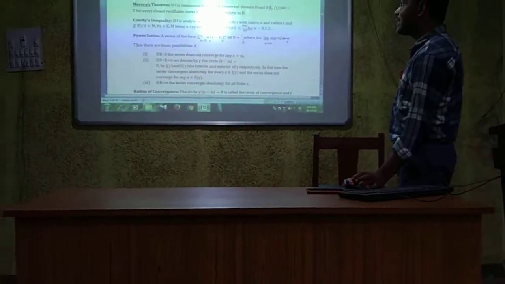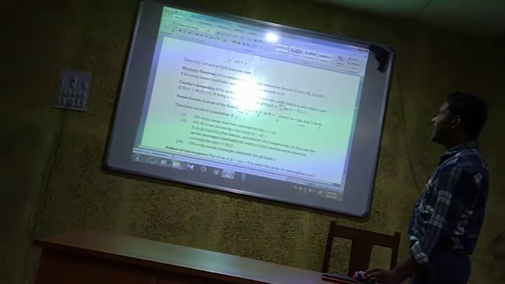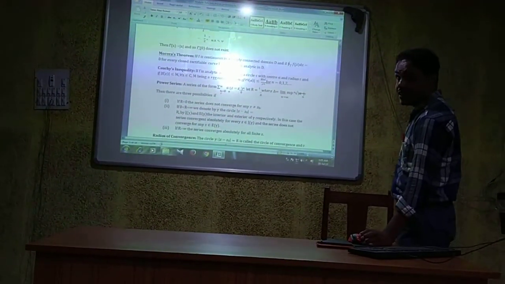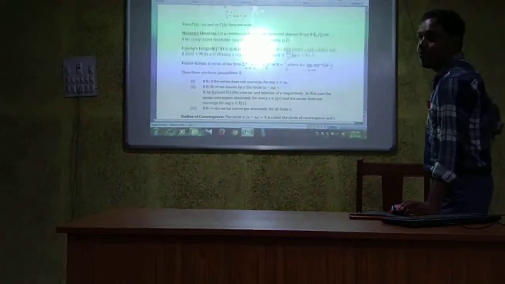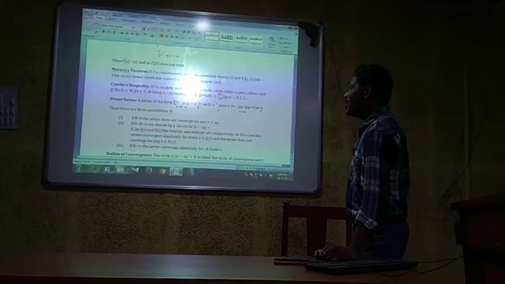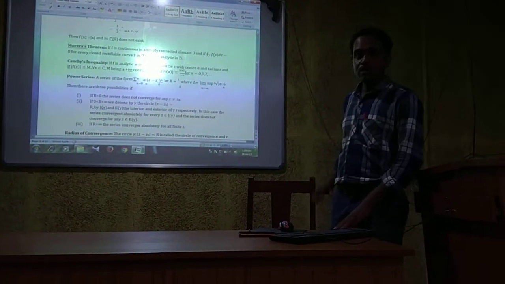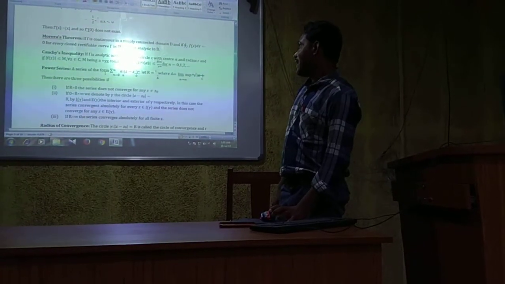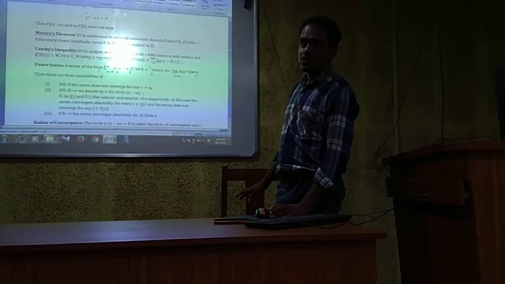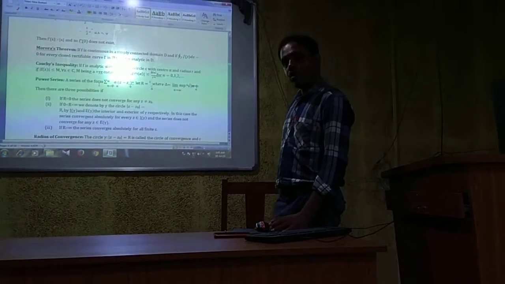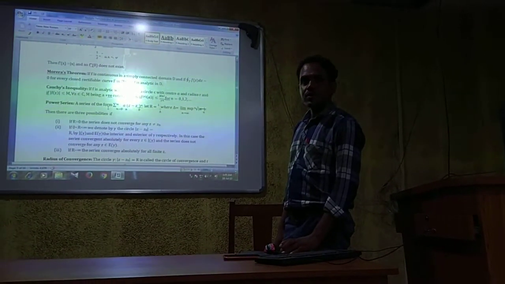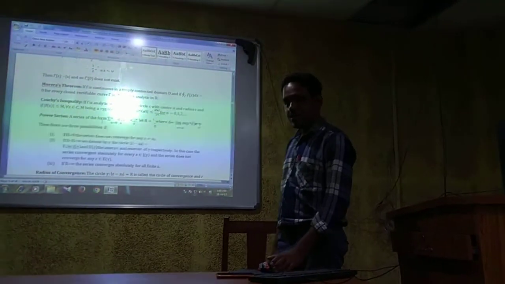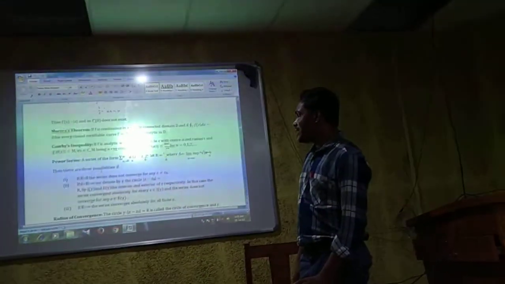What is a power series? The series of the form the sum from n equal to 0 to infinity of a_n into (z minus z0) to the power n. This form is a power series. And what is the radius of convergence of the power series? We know R equal to 1 by delta, and delta equal to the limit as n tends to infinity of the limit supremum of the nth root of mod of a_n. There is another formula as well. Okay, so here are three possibilities.